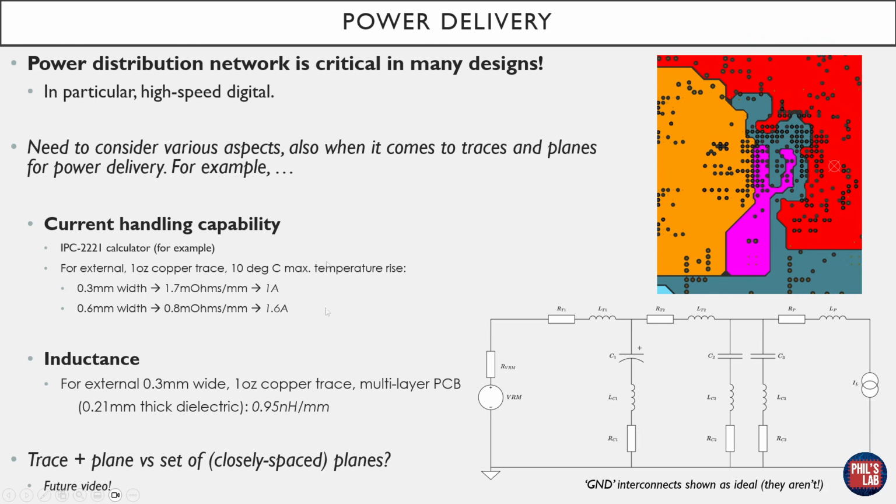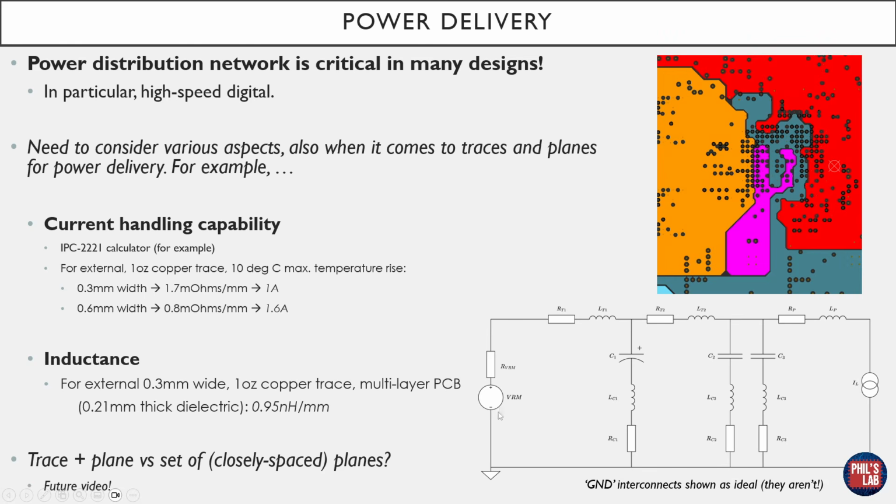So current handling capabilities, the DC aspects, for example, to do with resistance, voltage drops, and so on, is something I would look at probably first when it comes to this kind of power delivery area. As I said before, for high-speed digital design and power delivery in general, we are also concerned with inductance. On the bottom right-hand side, I've drawn a very simple power distribution network in its somewhat non-ideal form.